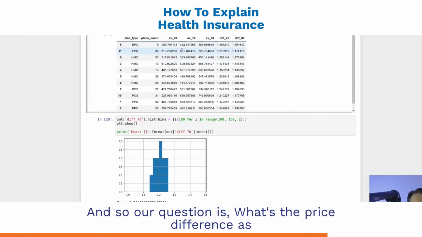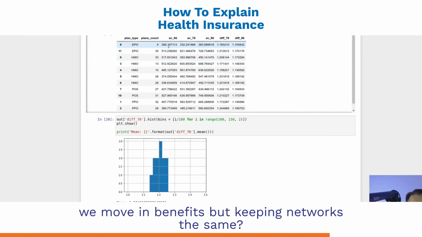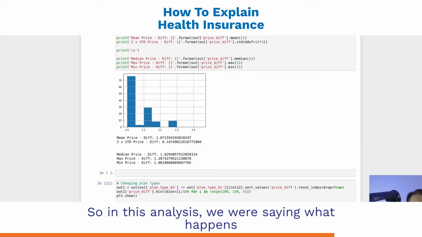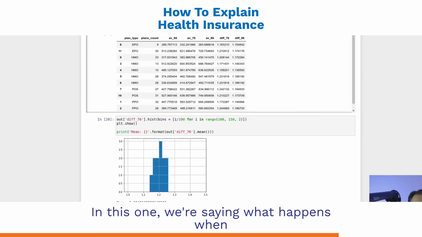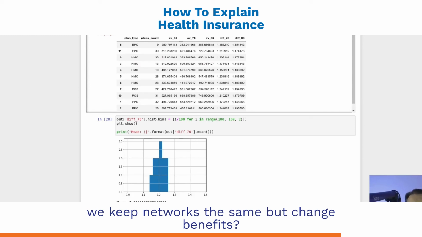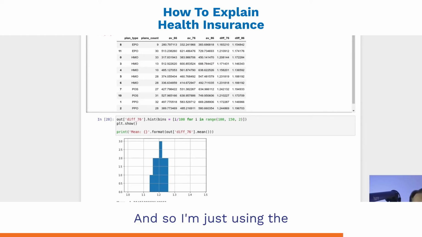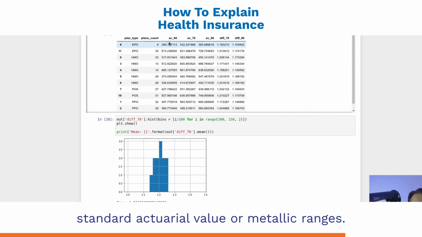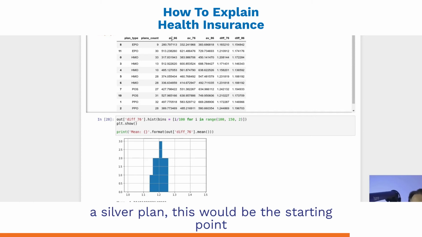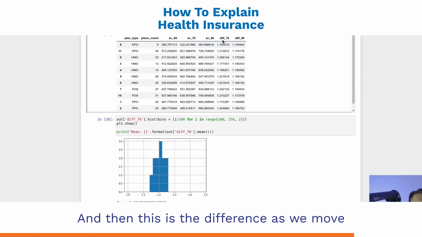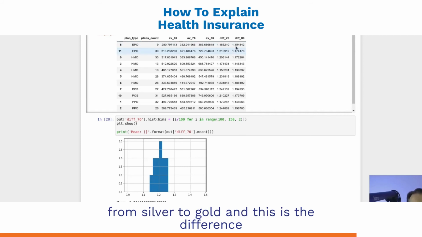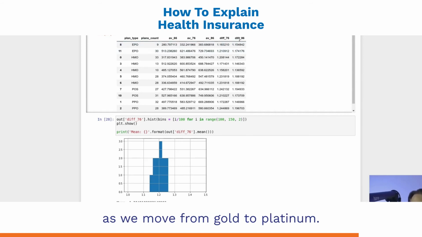Our question is what's the price difference as we move in benefits but keep networks the same? In the previous analysis, we were asking what happens when we keep benefits the same but change networks. In this one, we're asking what happens when we keep networks the same but change benefits. I'm just using the standard actuarial value or metallic ranges. So this would be about the starting point of a silver plan, this would be the starting point of a gold plan and a platinum. And this is the difference as we move from silver to gold, and this is the difference as we move from gold to platinum.